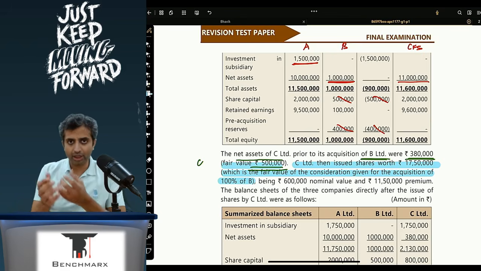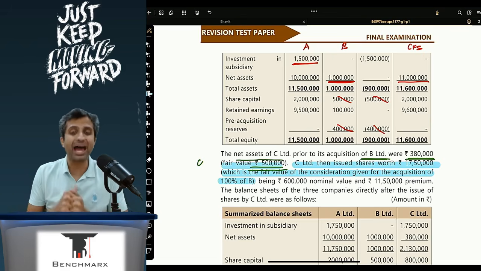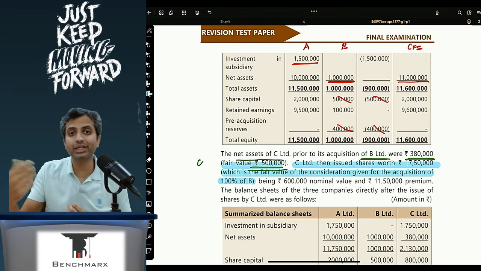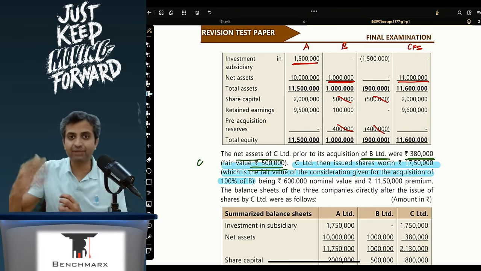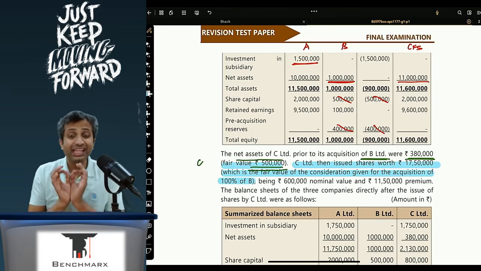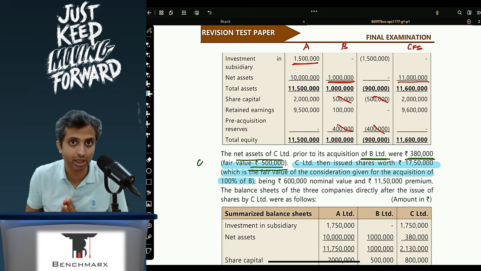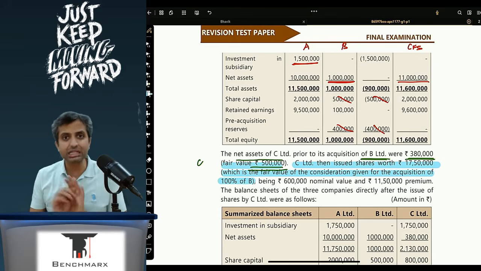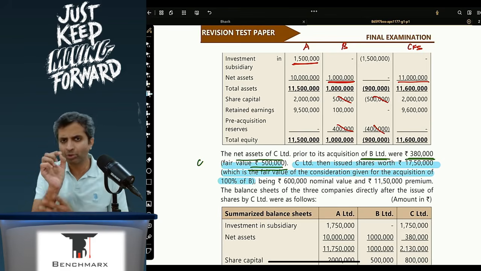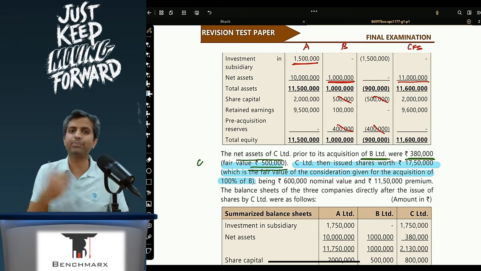C over here is acquiring apparently 100% of B, but because C is issuing its shares 75% to A only, effectively only 25% of B is getting diluted. 75% still continues to remain with A. Now this is where I want you to have a deeper understanding.